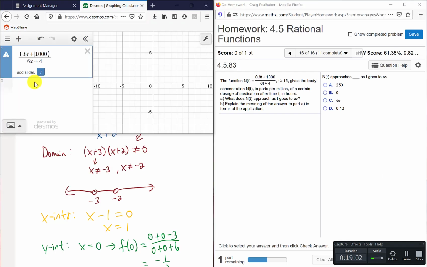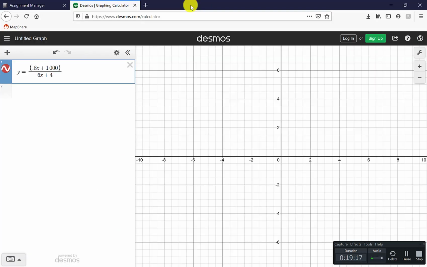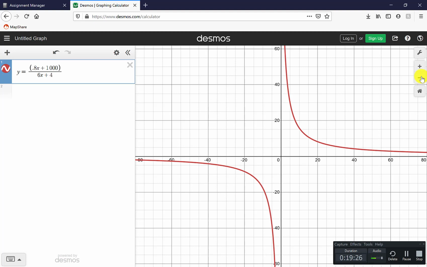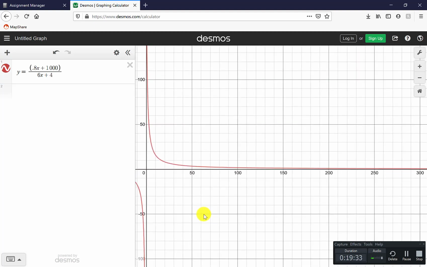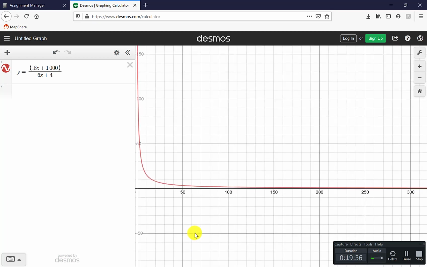And Desmos likes it when we use x values instead of t values. So I'm going to ask Desmos to graph this thing. I'm going to make this bigger. And if I zoom out, you'll notice that this thing has some asymptotes. Now, the only part of this graph that we really care about is when t is positive, because that means time is running forwards. And the question that this problem is asking is, what happens to this red line as our t value, or our x value as I put it in, goes to infinity? So what happens to this graph as time goes on?